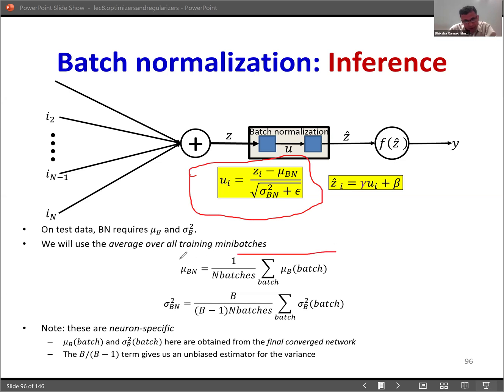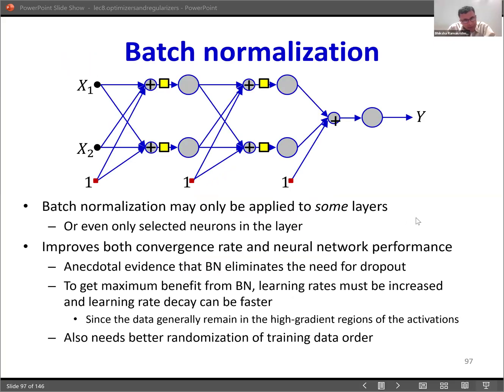Right. And typically, you're not actually going to perform this computation. You're going to keep maintaining a running average of the means and variances during training because you don't want to be performing additional passes through the data. And that's what you plug in over here. So batch normalization may be applied to some layers or to some selected neurons in a layer. You have all kinds of flexibility in how you use it.